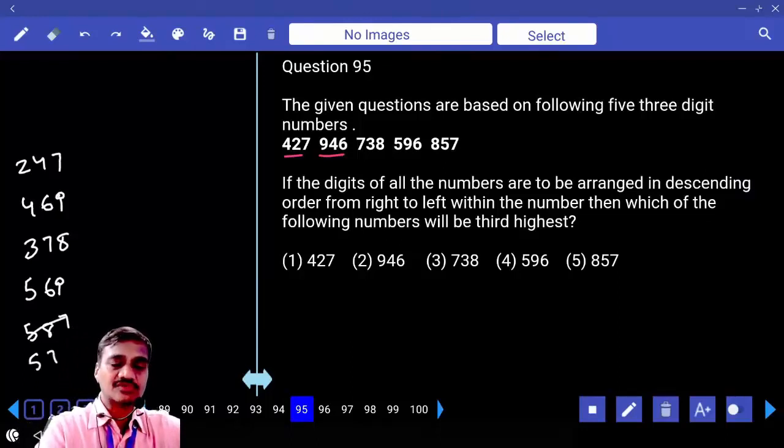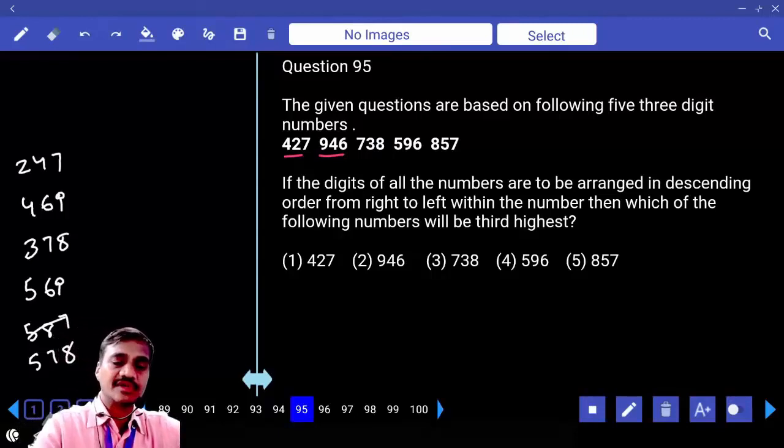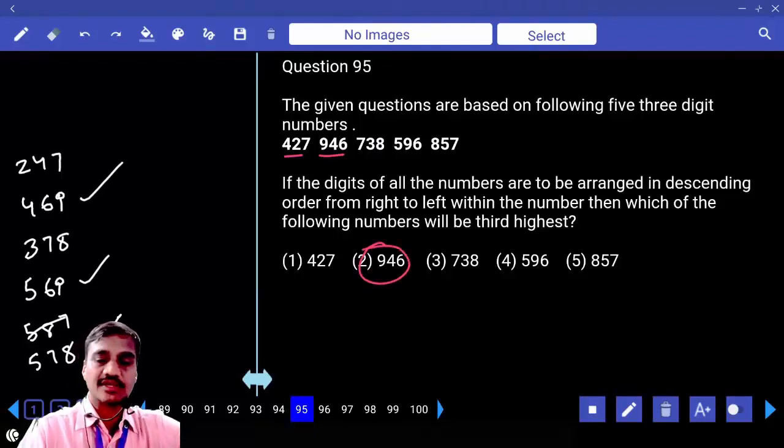Now, which one of the following will be the third highest? Which is the first highest here? The first and second, and the third highest is 469. Now, where are we getting this 469 from? 946. So what is your answer? Choice 2 is the answer.